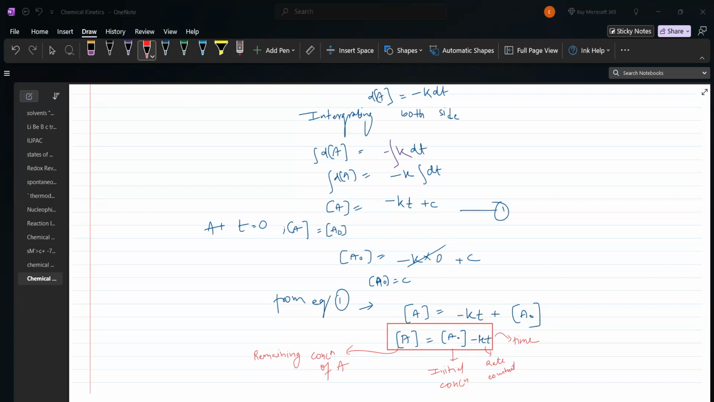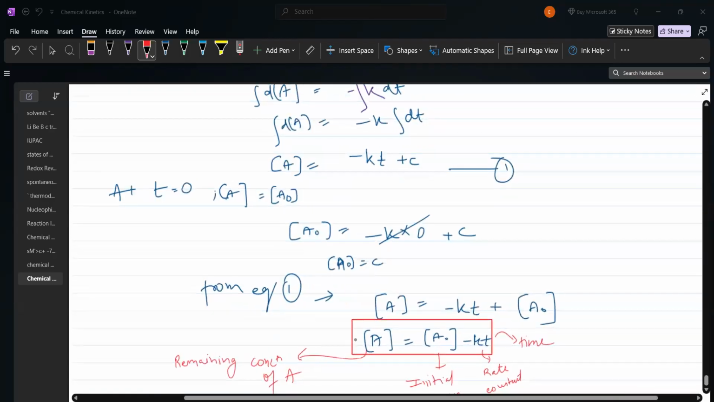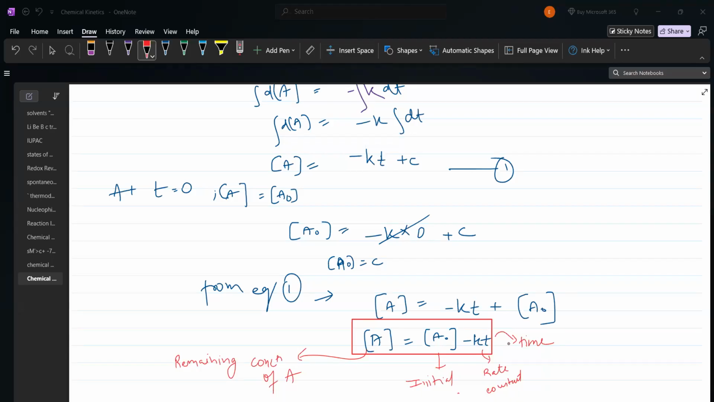Done? Yes or no? Yes, sir. Okay. So I will give you some basic questions. You have to just apply the formula here. This will be the remaining concentration of A. This is the initial concentration of A. K is rate constant and T is the time. Obviously we have four variables here. So three will be given in your question, and the fourth one you have to find out. Okay. So can you do this? Yes, sir.